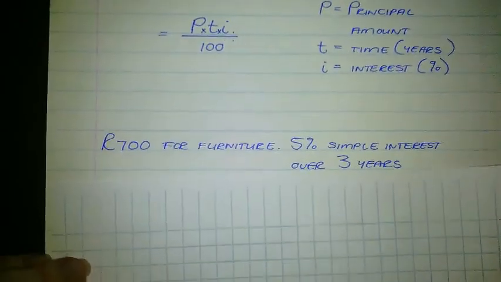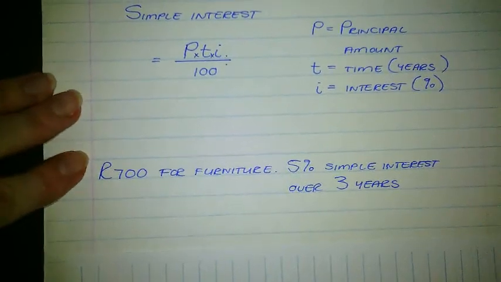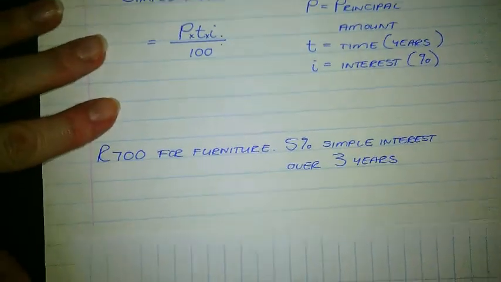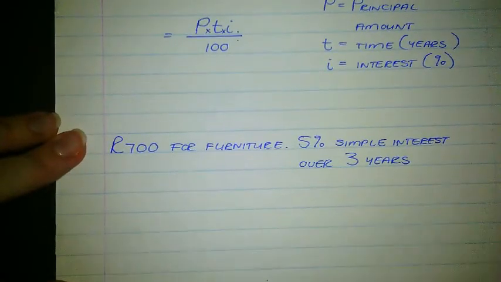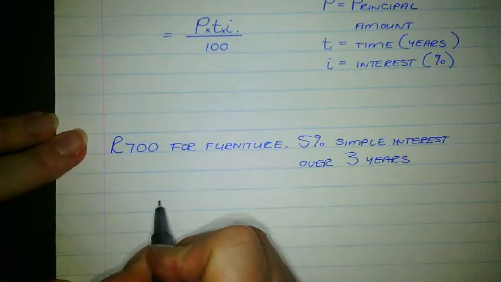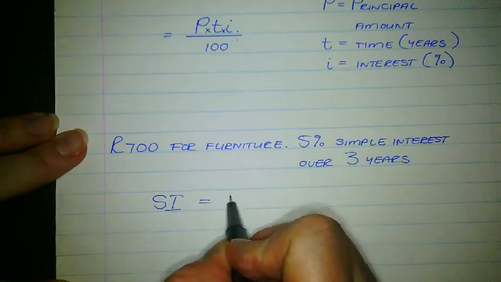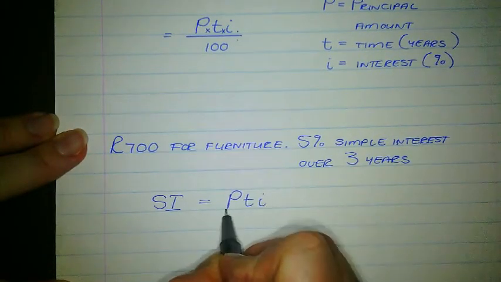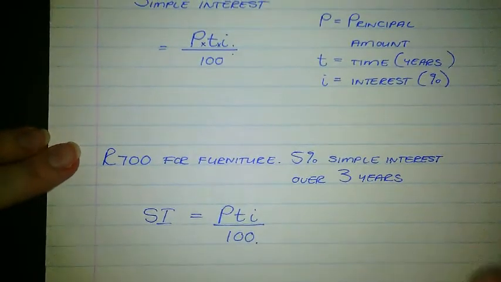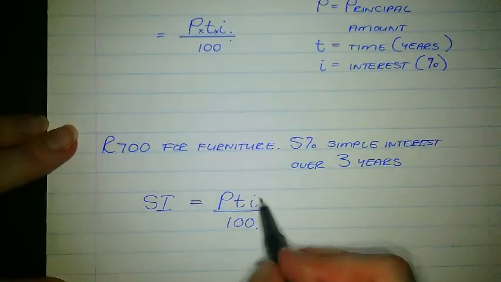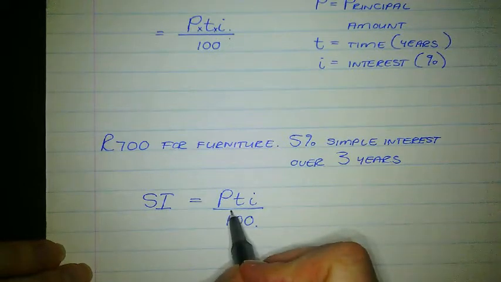Now another example, to show what information we use to complete the formula. We are going to use the abbreviation simple interest equals P times T times I over 100. That will always stay the same. If you get to high school, it will also be the same formula, and this is just to calculate the interest.